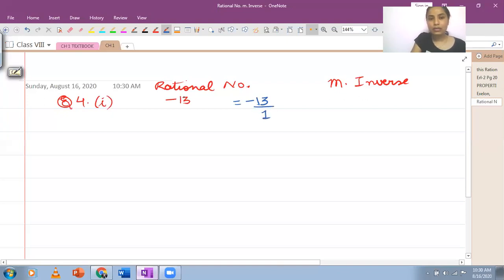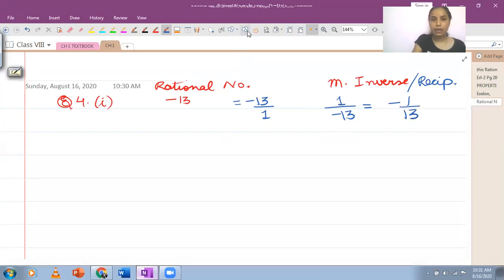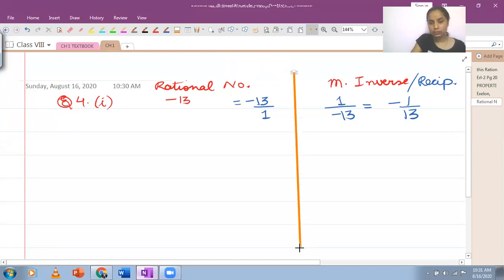So what I've done here is I have written minus 13 as minus 13 over 1. Now I will write its inverse, the reciprocal. It will be 1 over minus 13. Change the places: make the numerator the denominator and the denominator the numerator. And then write it in the correct way. So I'll just draw a line in between so that it's clear. This is what I'm doing here.